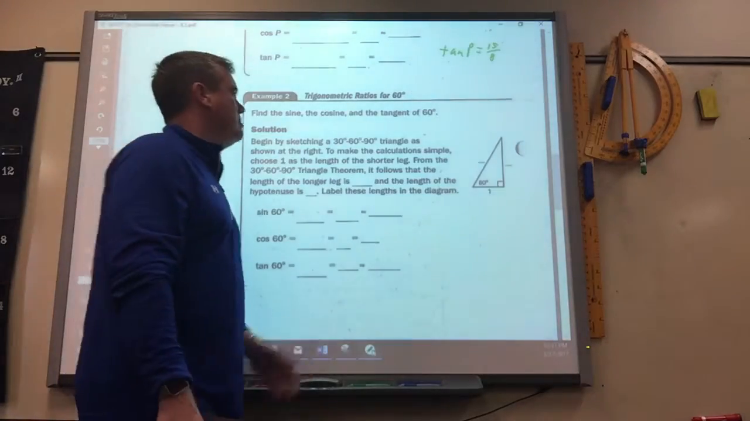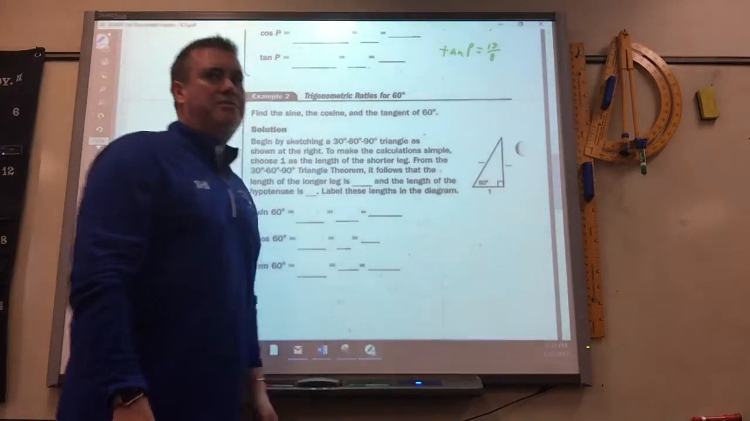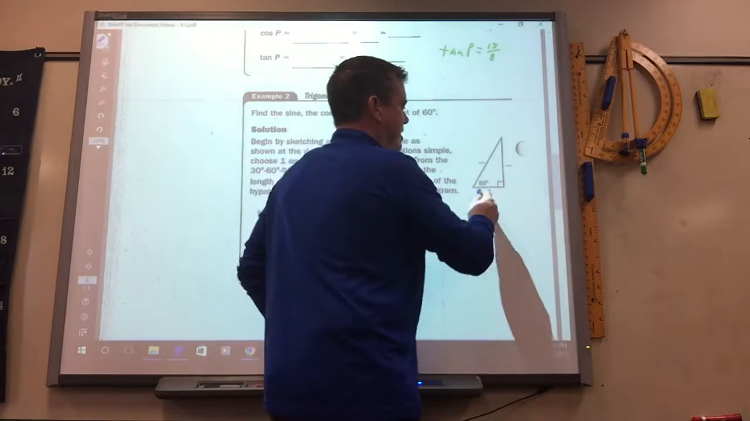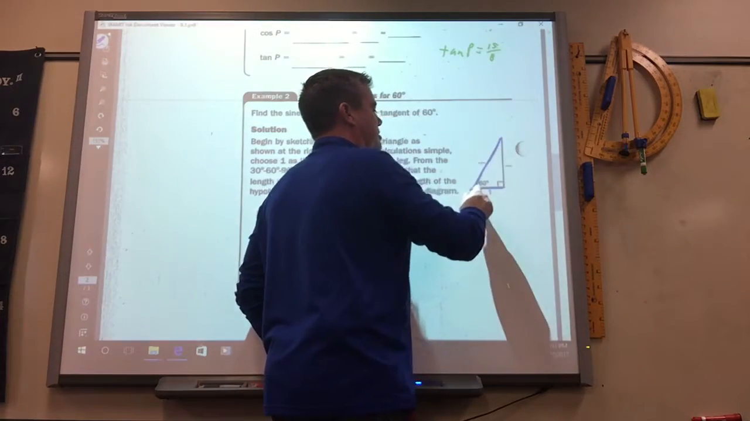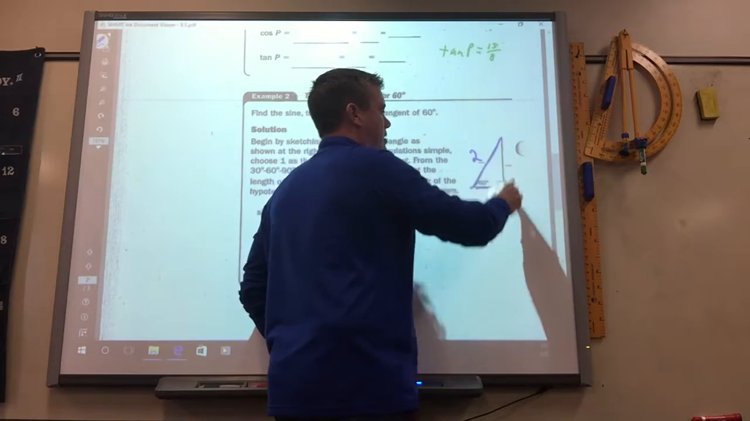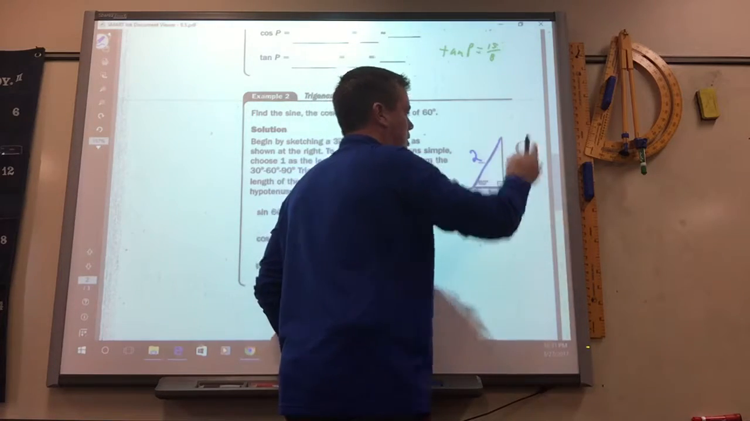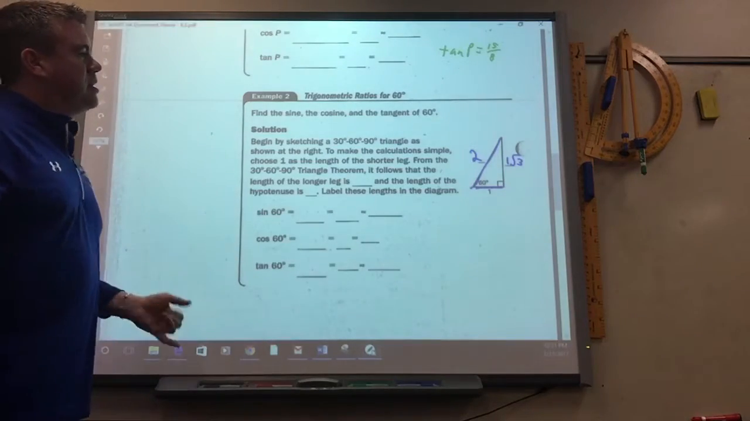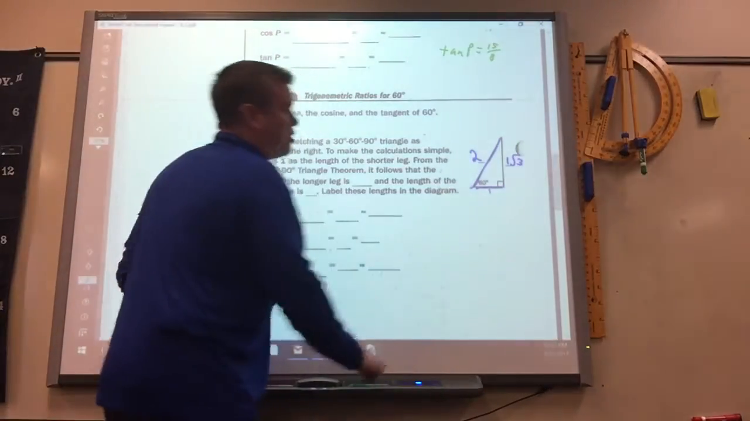Okay, now this one, they throw these in every once in a while. This is a 30, 60, 90. So just find this inside. So if the short leg is 1, what's the hypotenuse? 2. And the long leg is? 1 square root of 3. Wow, Mason, you're so smart. Thank you for noticing.